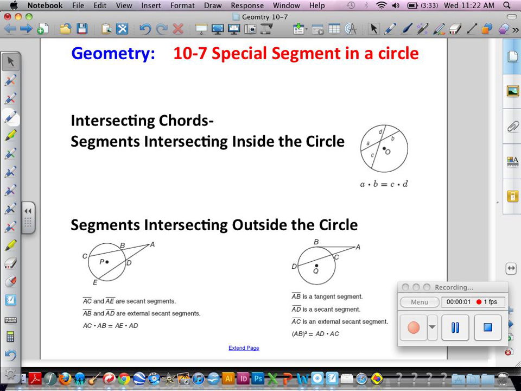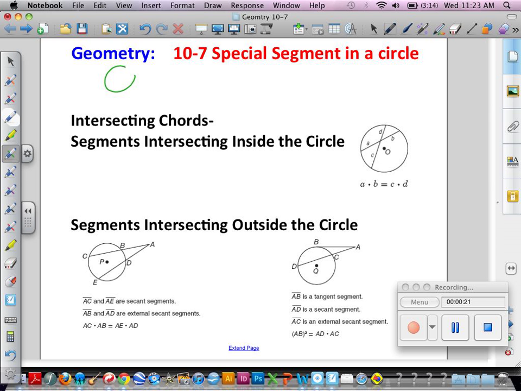Hello, geometry students. We're still in chapter 10, which focuses on circles and line segments in circles and angles in circles. In our last section, 10-6, we were focusing on angles that are in a circle, and we were looking at an outside angle. Let's quickly review this.